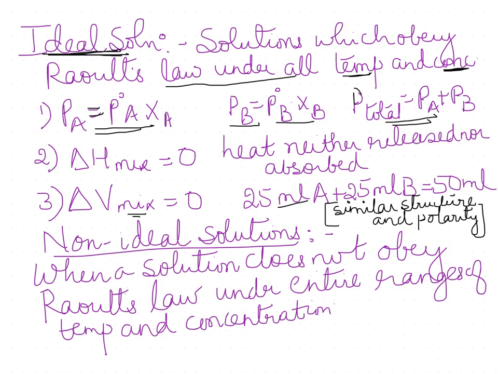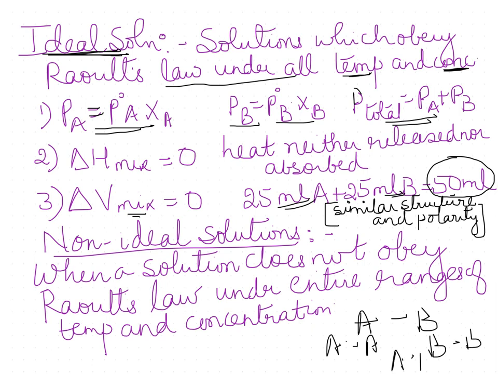That means if I am adding 25 ml of A to 25 ml of B, I am getting only 50 ml. It's not 48 or 51. I'm getting only 50 ml. That means delta V mixing, the change in the volume, is equal to 0. Now look here. If such a thing has to happen, it means that the interaction between A and A, and the interaction between B and B separately, is equal to the AB interaction when they are coming into the solution.